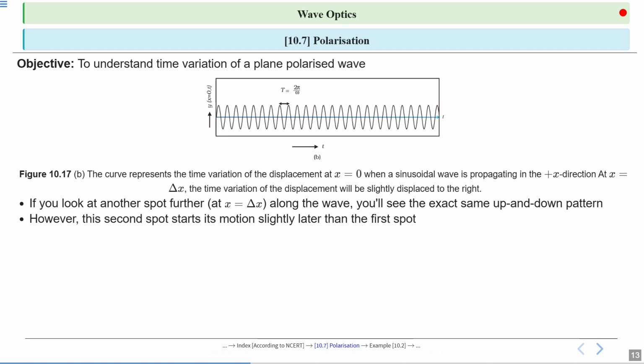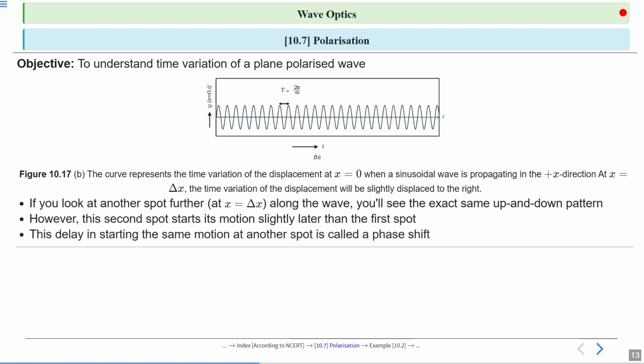So continuing with the variation of the plane polarized wave, take a look at the image. However, this second spot starts its motion slightly later than the first spot. If we are considering two spots at x equal to 0 and at x equal to delta x, both these spots exhibit the same up and down motion, but the second spot starts its motion slightly later than the first spot.